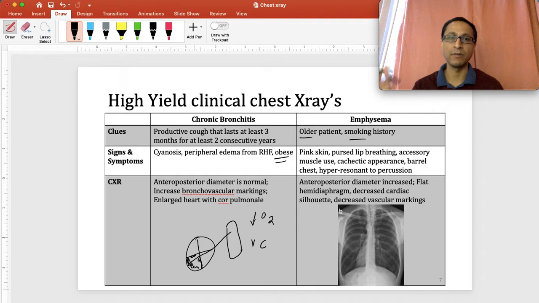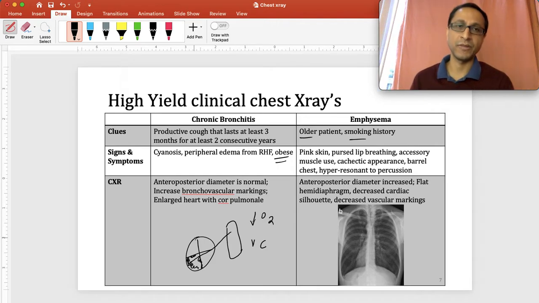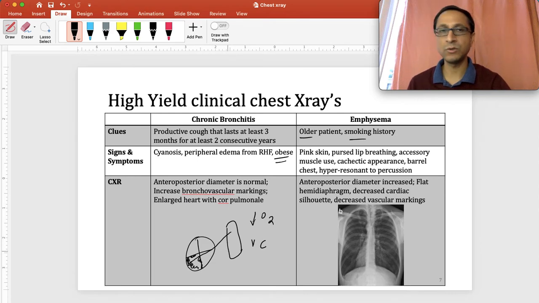It takes years to develop. So it's a chronic process, and that's why chronic bronchitis patients may pass away because of this, and that's called cor pulmonale. I don't have a chest X-ray for this one because it's a very non-specific finding. As long as they have this clue and you have the cyanosis, and again, they give you a chest X-ray, you know that, hey, this is most likely chronic bronchitis.